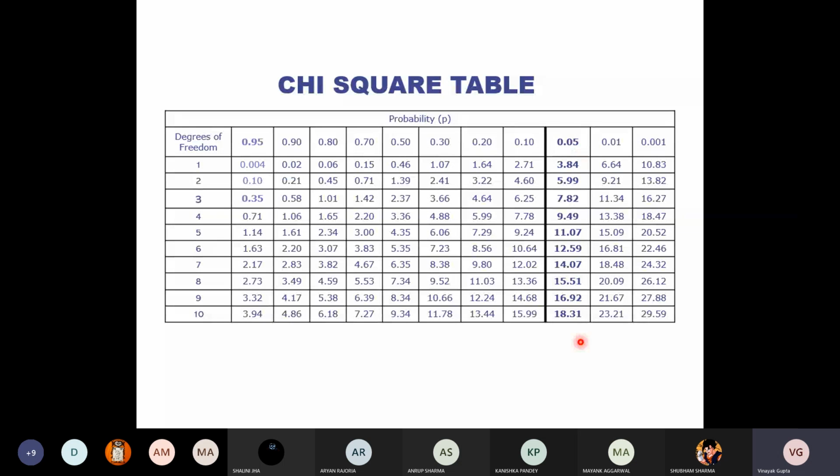What you are going to do? You are going to accept the null hypothesis, or you are going to... Sir, so it is greater than a confidence interval, so we will reject the null hypothesis. No, like here this is the critical value of chi-square. Corresponding to this probability, the chi-square value here is 3.84. In your problem you are getting the chi-square value 1.33.